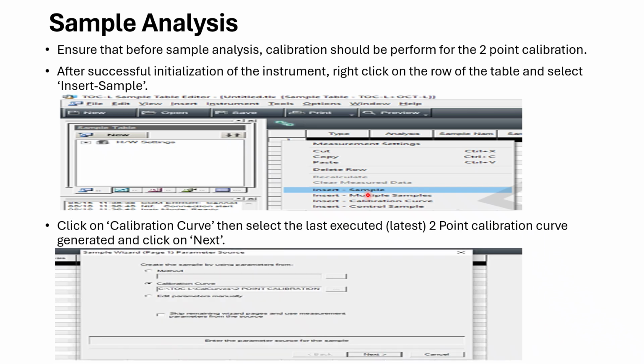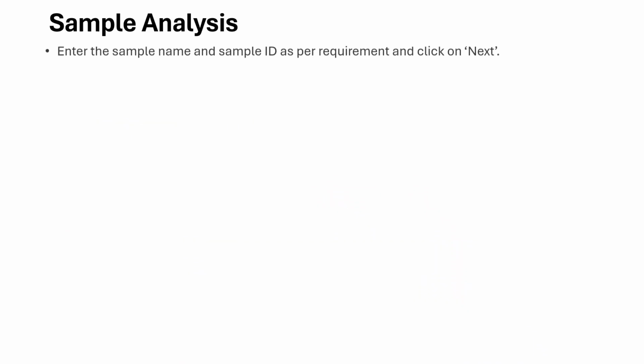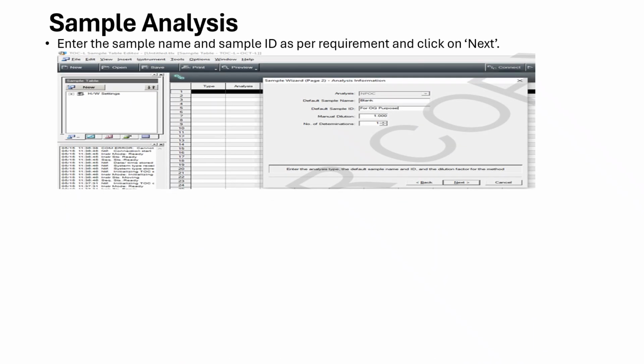So once you click on this, you will get this screen, right? Then you need to select the last 2-point calibration curve you have generated while performing your 2-point calibration, right? So once you click on the next option, you will get this dialog box. Then here you need to enter the sample name and sample ID as per the requirement, and then again click on the next option, right?